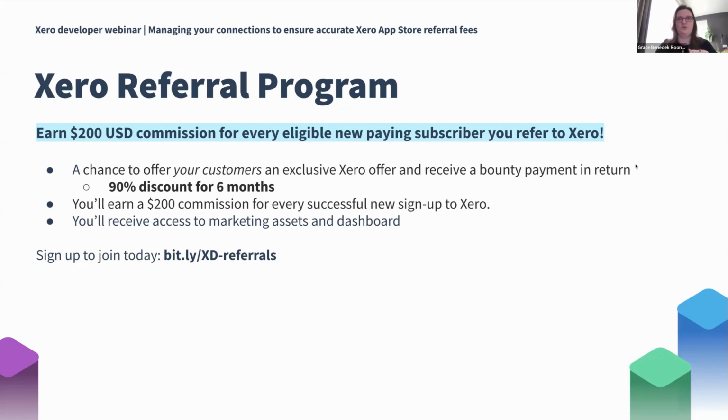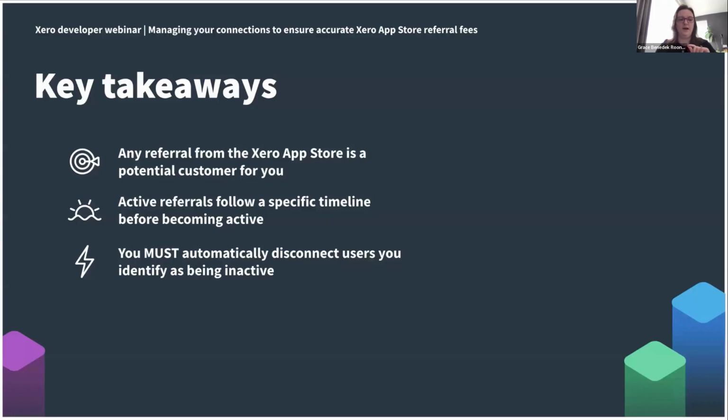Before we jump into the live Q&A, there are 3 key takeaways I want you to have from today. First, any referral from the Xero App Store is a potential customer for you. They have found your app listing, they have clicked through and connected their user data, and you should use that. Second, active referrals follow a specific timeline. There is at least 30 days and usually 65 days between when they become active to when you're charged for those referrals.